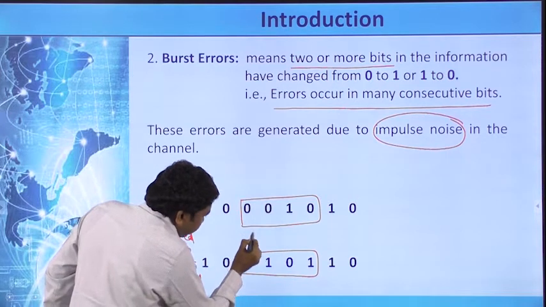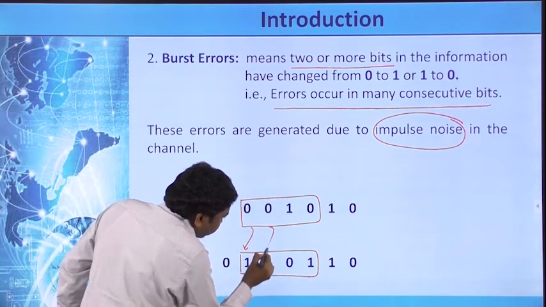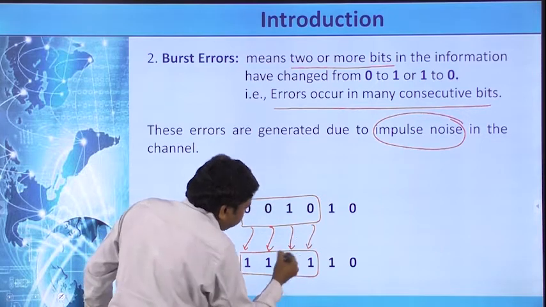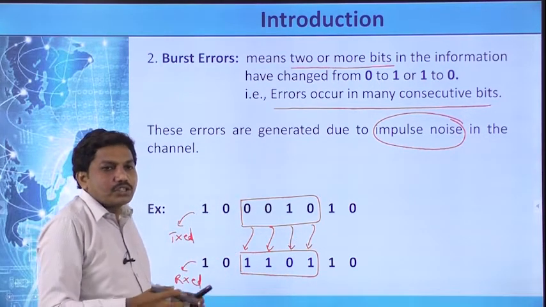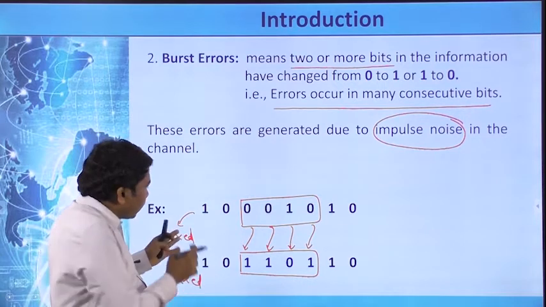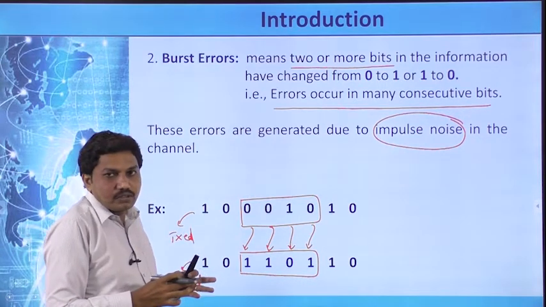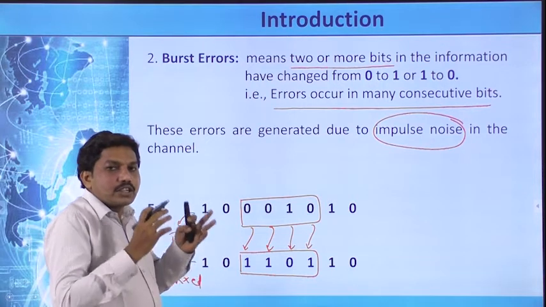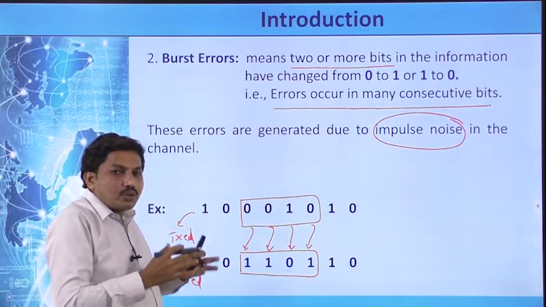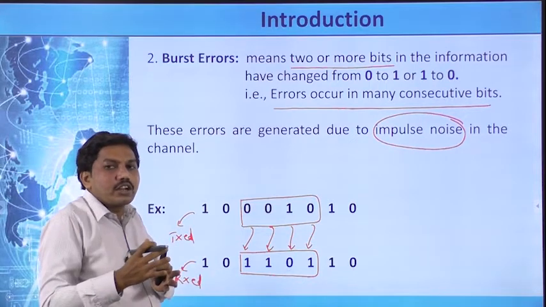So this 0 is changed to 1. This 0 is changed to 1. Whereas this 1 is changed to 0. This 0 is changed to 1. That means a group of bits is affected. Burst errors means a group of bits, right? So the remaining bits are as they are. Burst errors occur due to the presence of impulse noise, right? So two or more consecutive bits are affected.